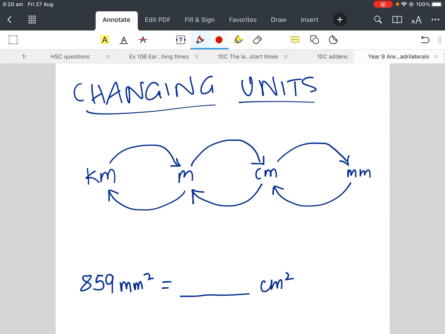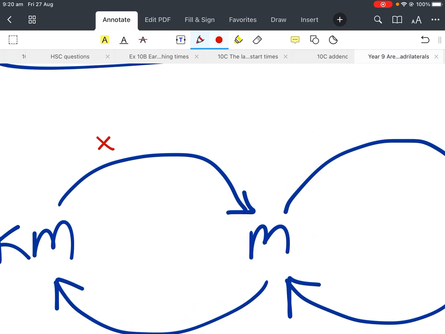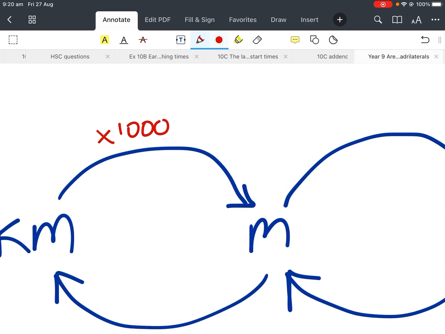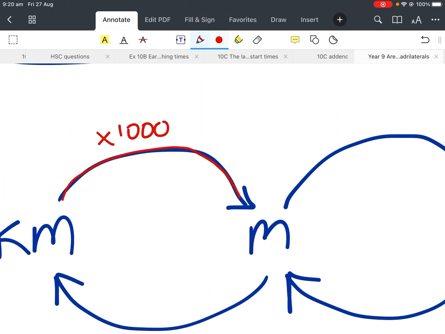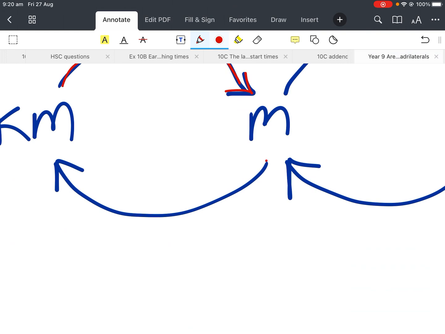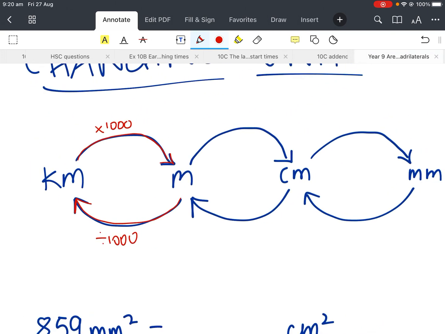Now, the next thing that I wanted to go over with you today was changing units. Most of you know how to change units if it's in length. So how many metres in a kilometre? Hopefully you said there's 1,000, miss. So when you change kilometres to metres, follow the arrow. You times by 1,000. If you go from metres to kilometres, you divide by 1,000. You might want to write this one in your book if you can't remember it.